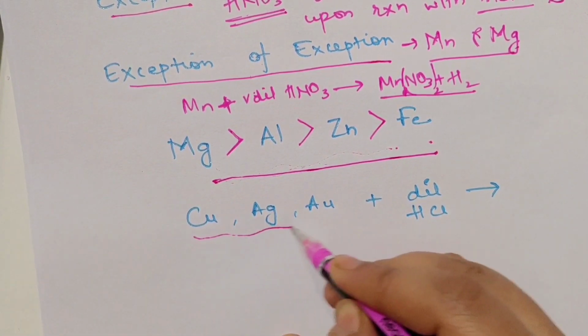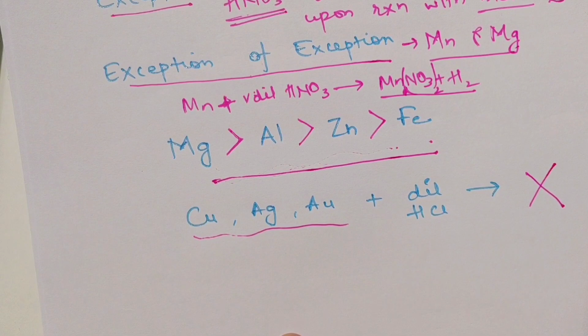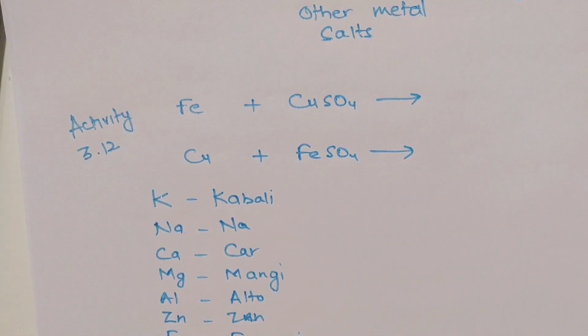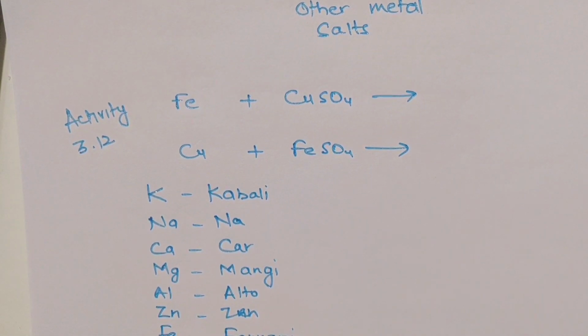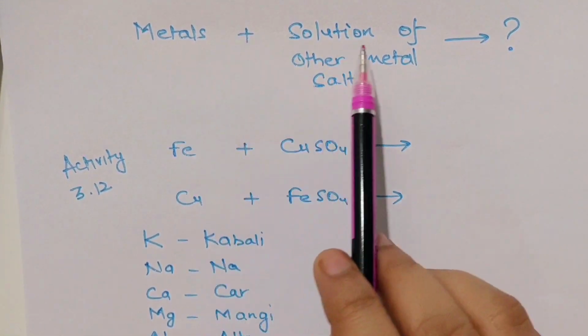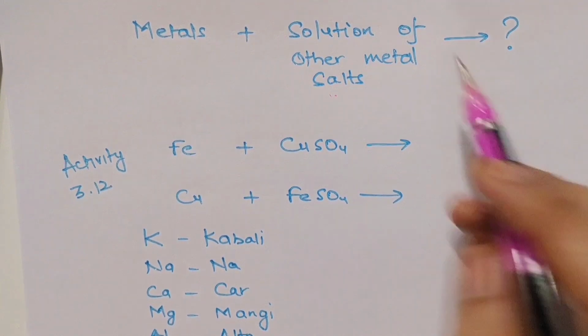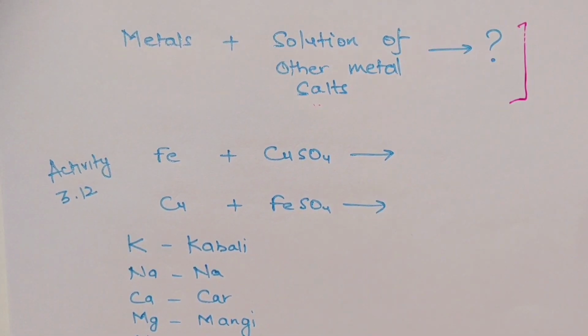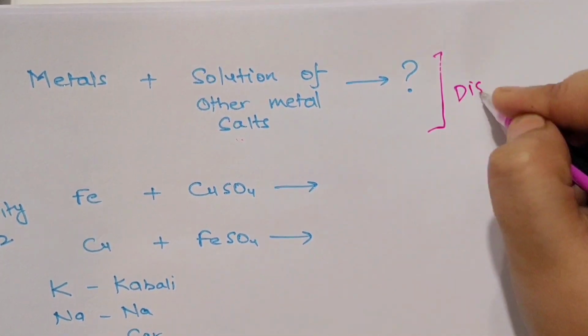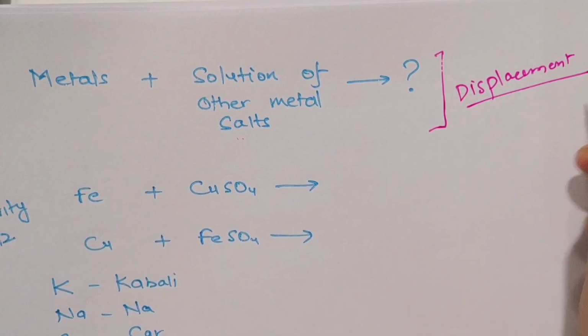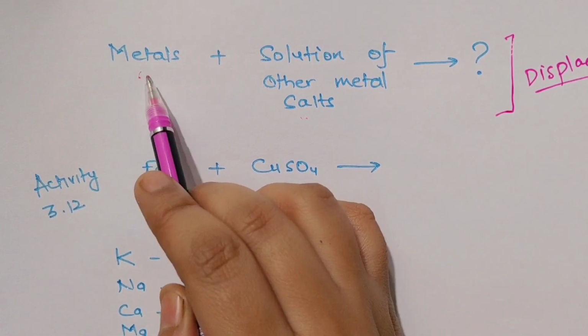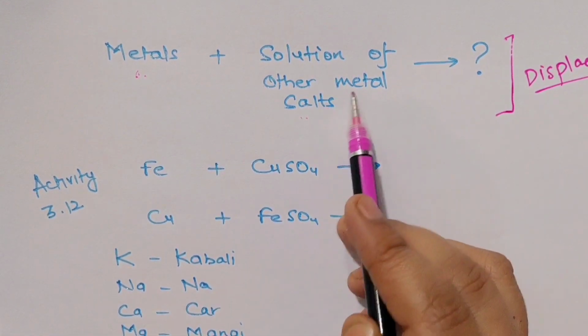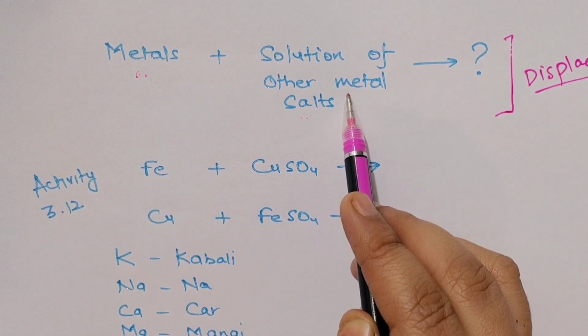Talking about the rest of the metals, they do not react with dilute HCl. After seeing these reactions of metals with acid, we got a very good idea of the order of reactivity of different metals, and we confirmed that with the reaction of metals with the solution of other metals. This type of reaction is called displacement or single displacement. Here, if the solid metal is more reactive than the metal in the salt, then this metal would replace that metal from its salt.